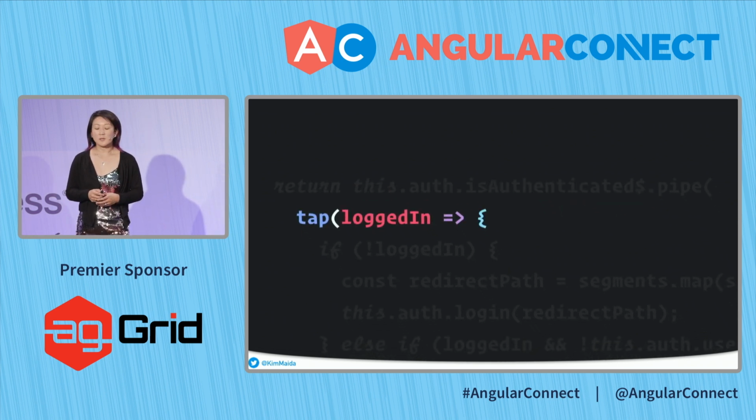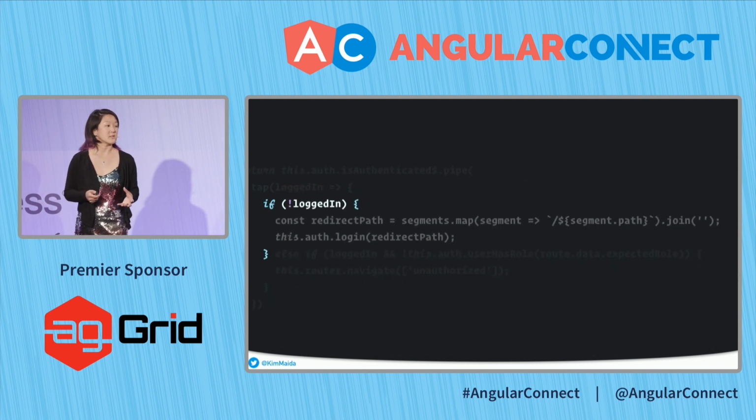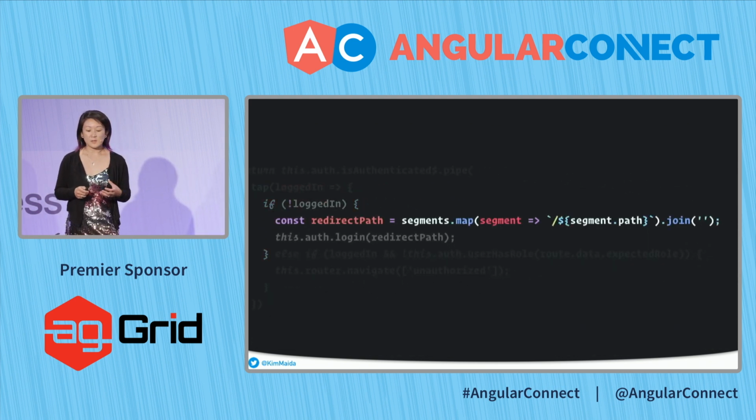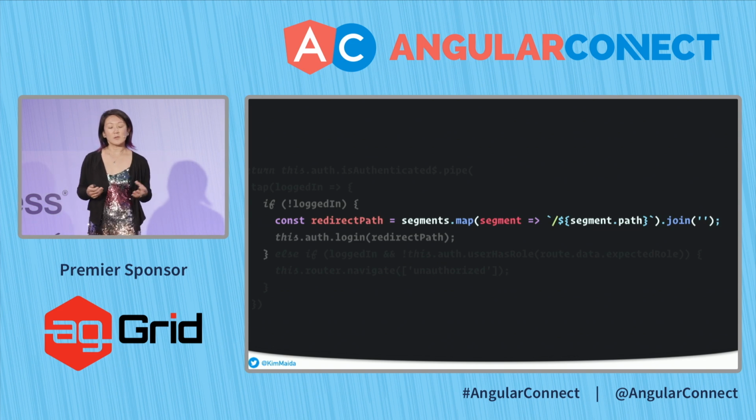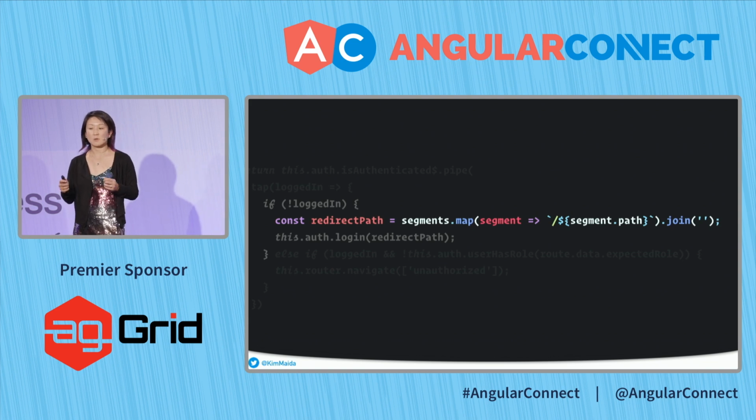And what I can do here is use something like the tap operator to execute side effects if I want. So I check to see if the user is logged in. If they're not logged in, then I can do something like have them log in and redirect them back to this place. So in our canLoad guards, we actually have access to something called segments, and this is a URL tree. So we can get the target URL that the user is trying to get to.